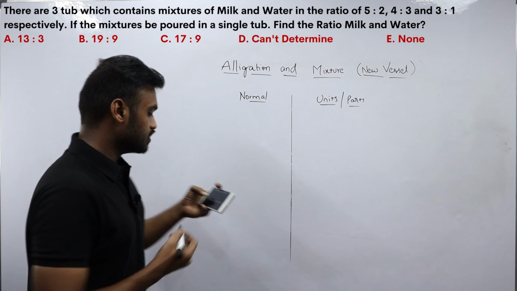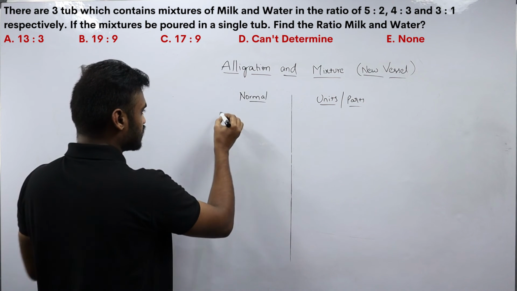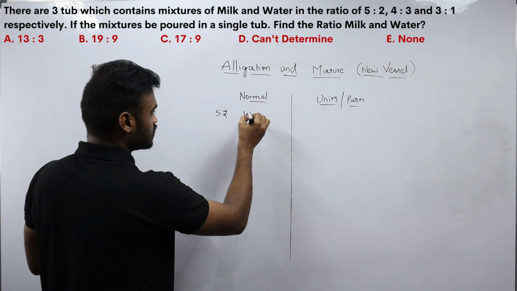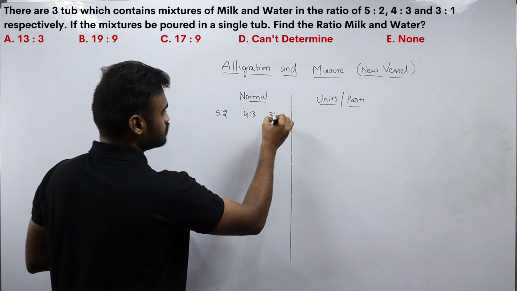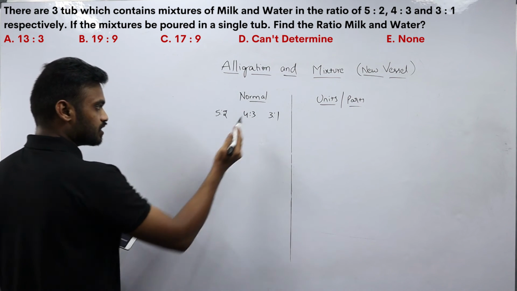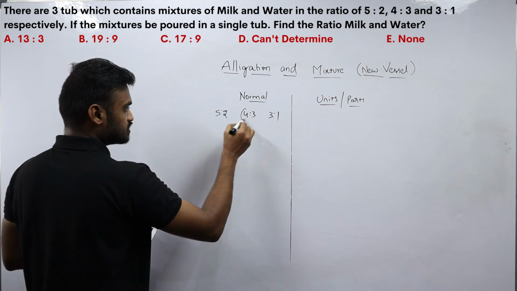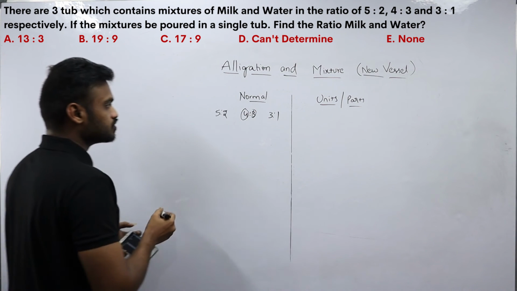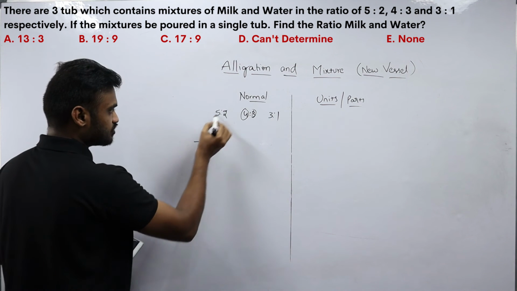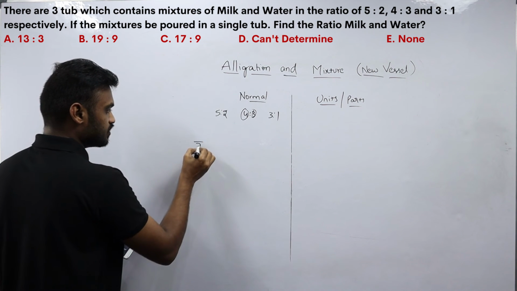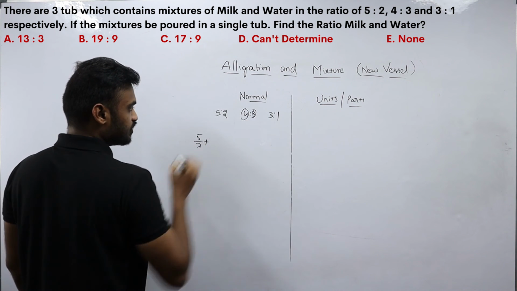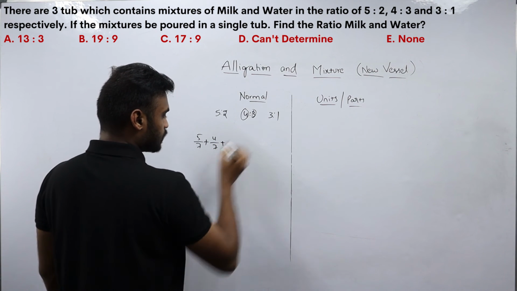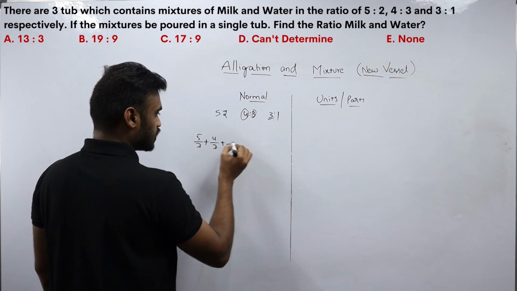See here, there are 3 tubs containing milk and water in the ratios 5:2, 4:3 and 3:1. I will write all the left side quantities on the left hand side, and all the right side quantities on the right hand side. So I will get, out of 7 parts, the quantity of milk is 5 parts, plus out of 7 parts, the quantity of milk is 4 parts. In the same way, out of 4 parts, the quantity of milk is 3 parts.